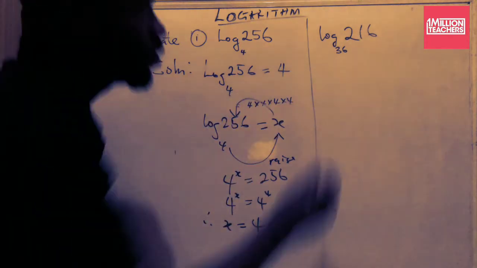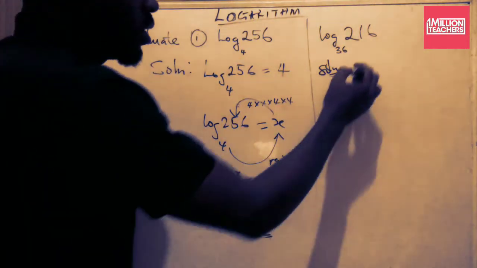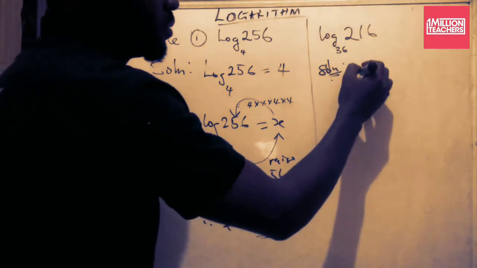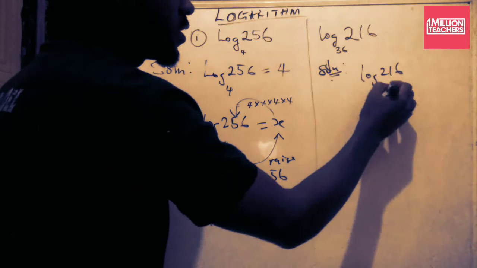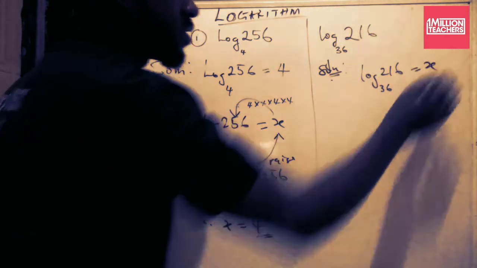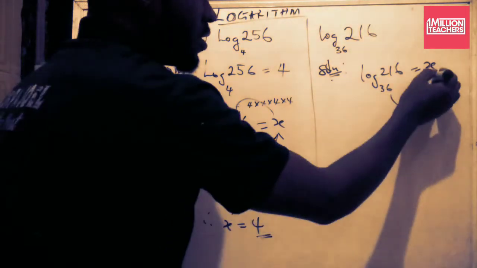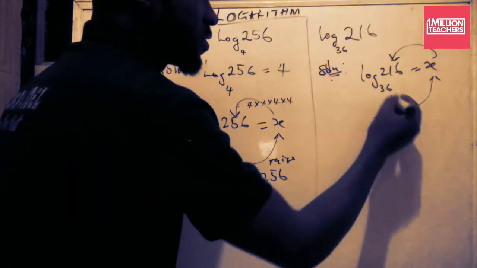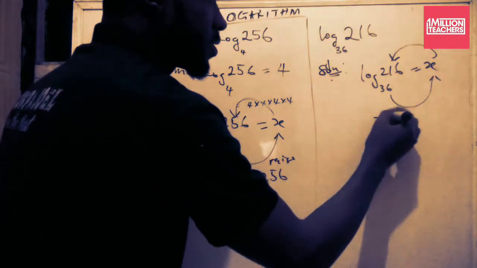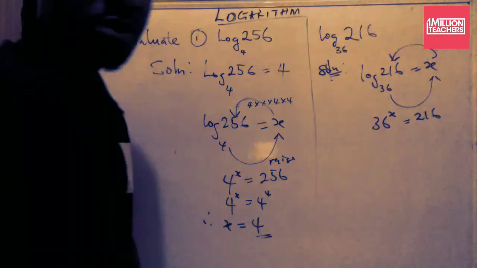Now let's look at this. We also do the same thing for this solution. So I'm going to say let log 216 base 36 is equal to x. And then the next thing, I go this way and this way. So I'm going to raise 36 to the power of x, and that is equal to 216.